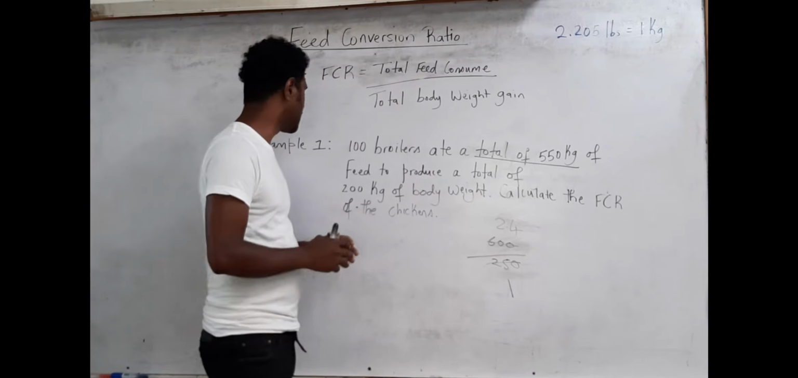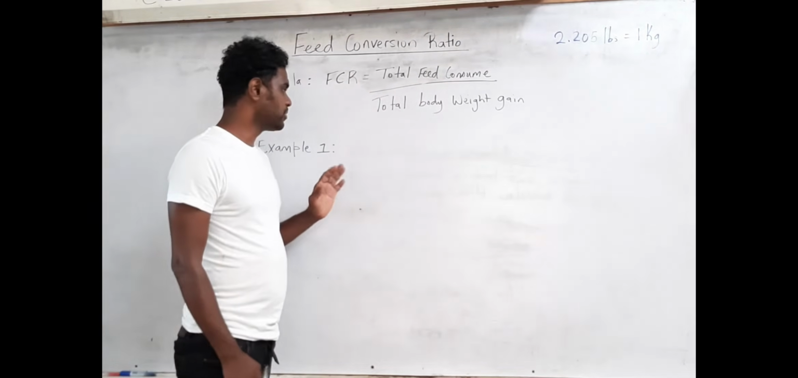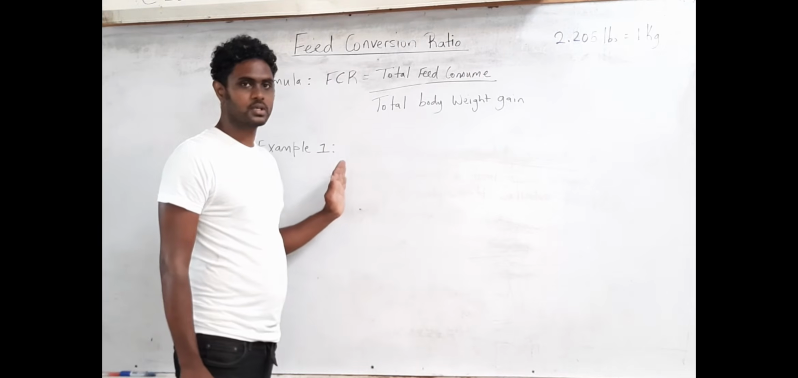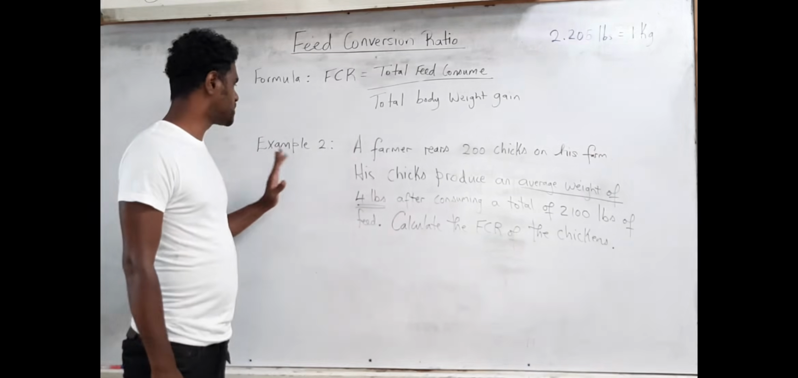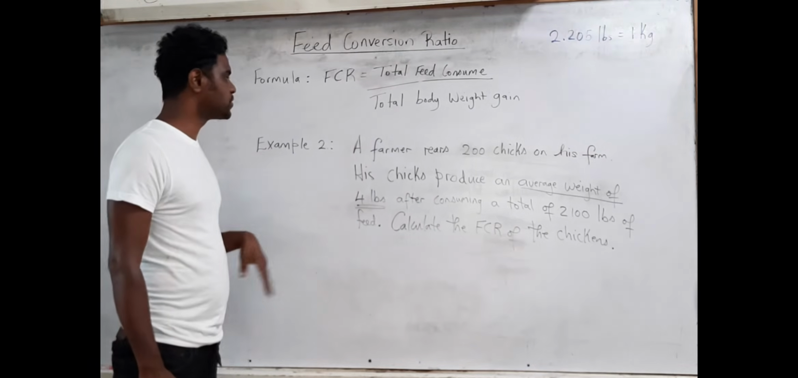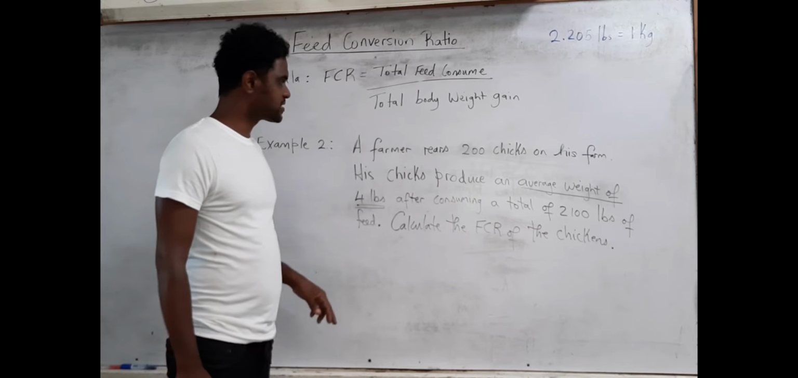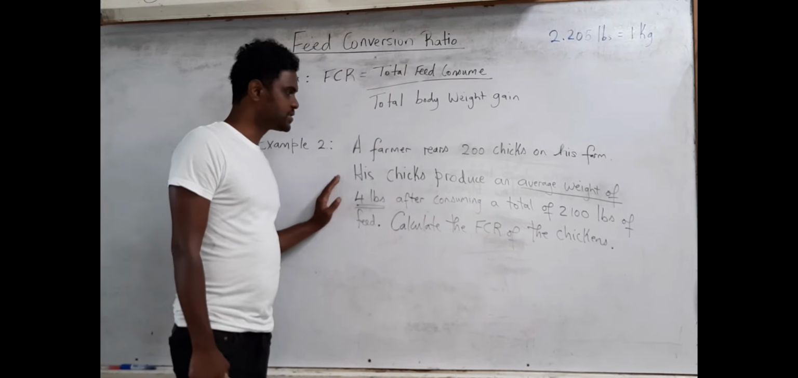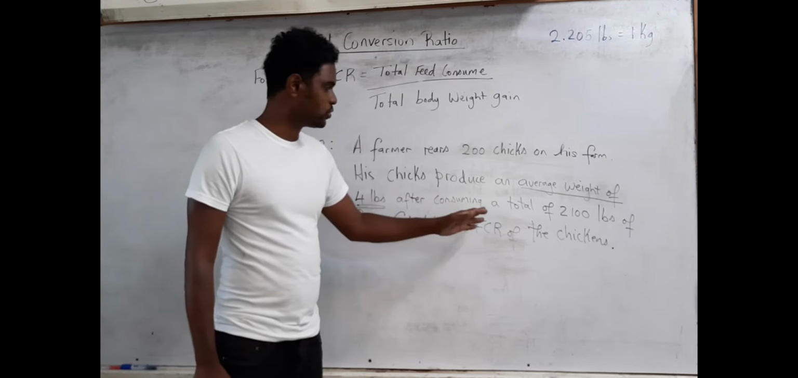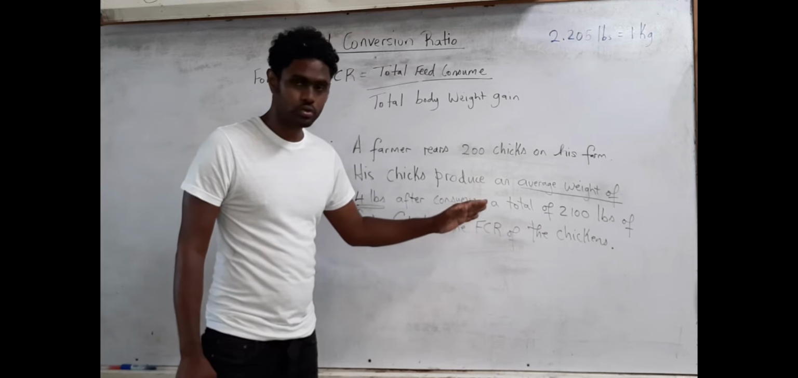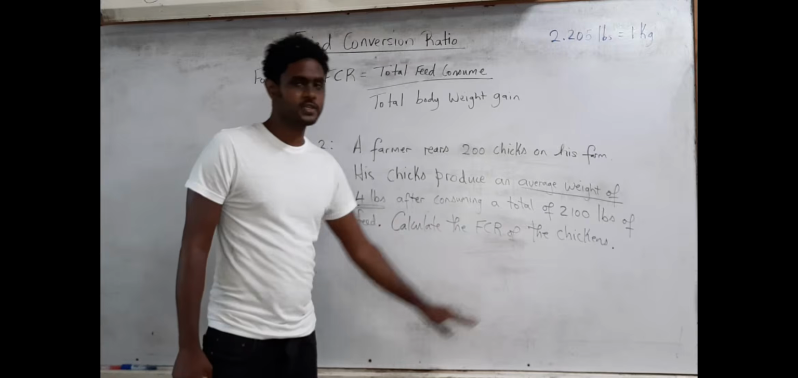Alright, so let us look at another example. So we're going to move to example 2. Alright, so what I'm going to do, I'm going to write the question out and then I'll come back to you. Alright, so we now have question number 2, so let's go ahead. I'll read for you. A farmer rears 200 chicks on his farm. His chickens produce an average weight of 4 pounds. After consuming a total of 2,100 pounds of feed, calculate the FCR of the chickens.